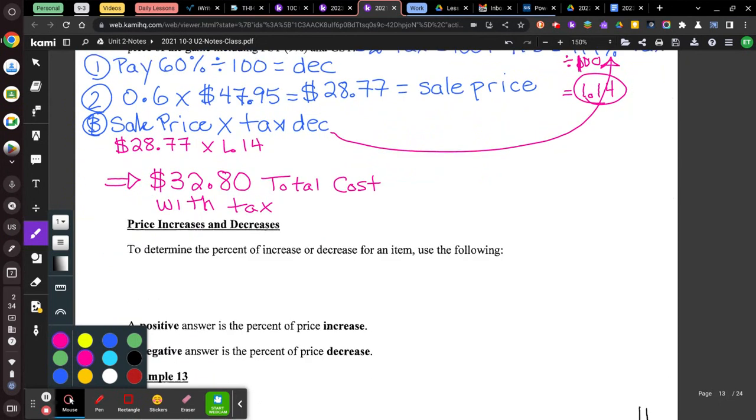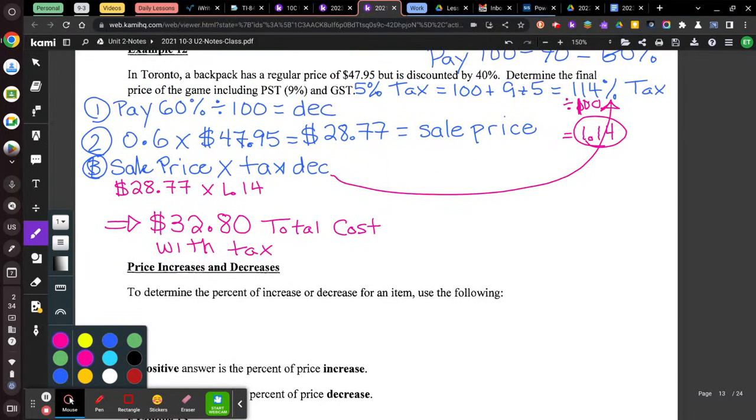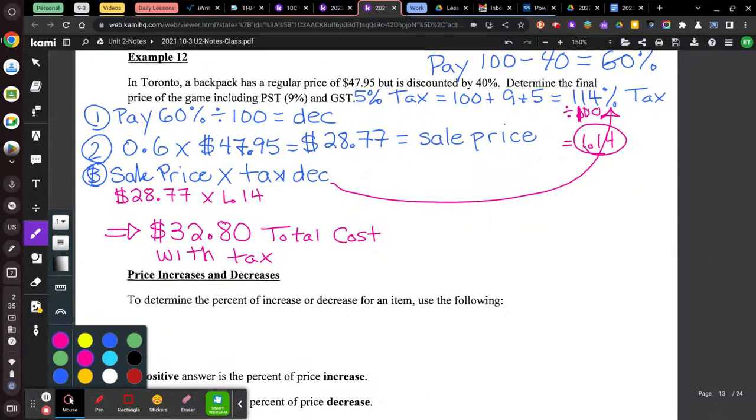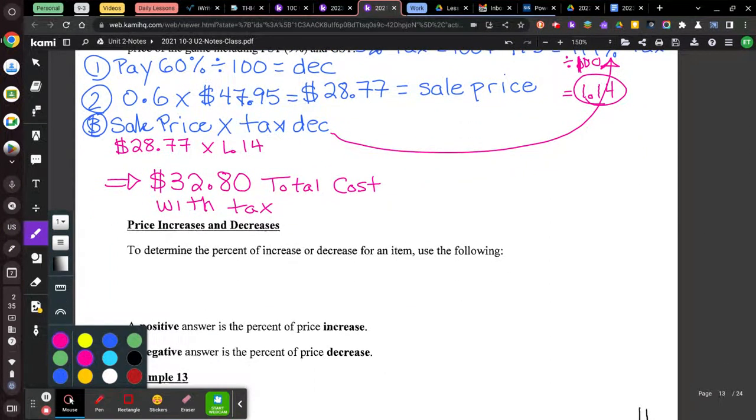Now we're going to look at the next section. What if they want to find out how much they increased or decreased a price by? Maybe they give us our starting amount and our sale price, our regular and our sale price, and they want us to figure out how much they actually reduced the price by. Well, we have a formula for that. So that's what we're going to be figuring out. So here is an equation. Did everybody get those 3 steps written down? You guys have those all written down? Okay.